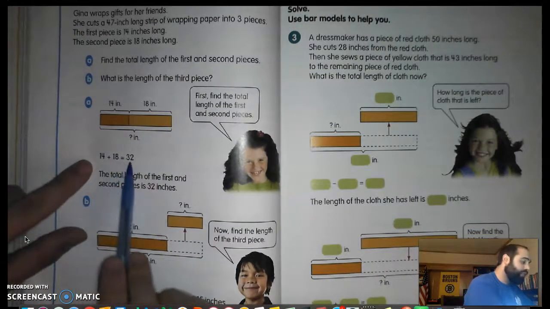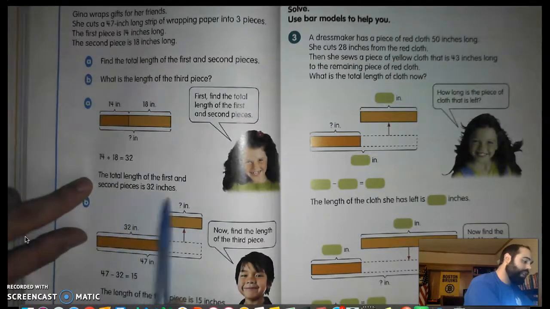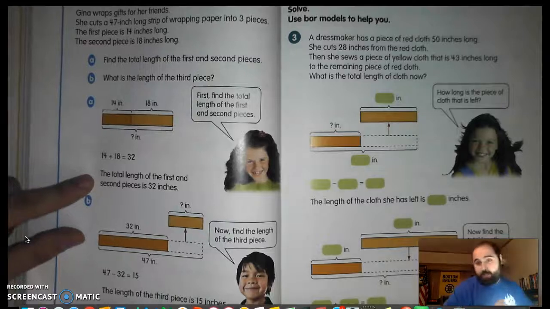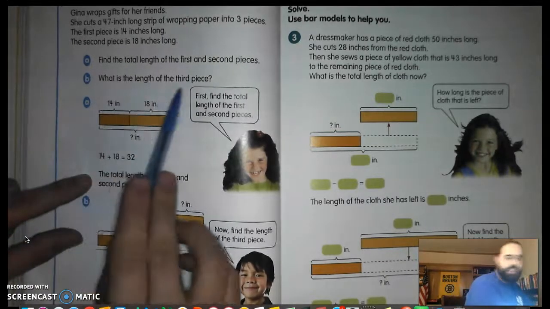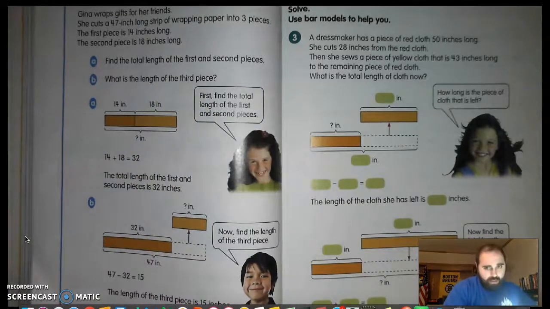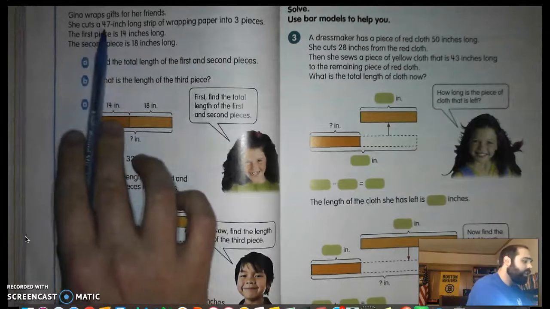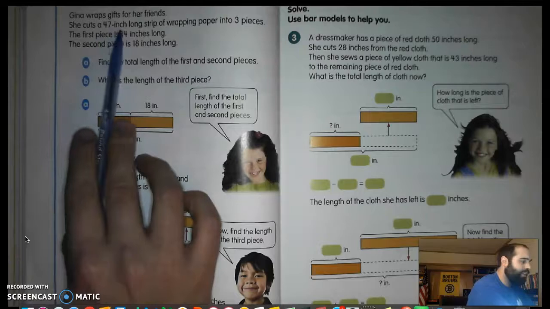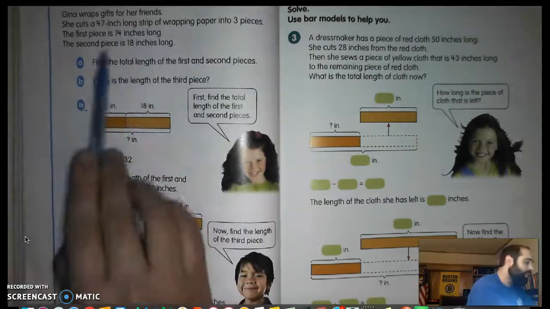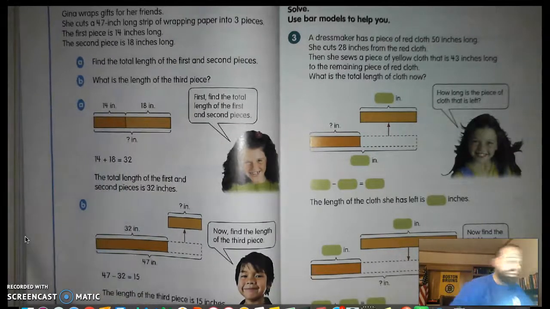14 plus 18 is 32, so it's 32 inches. The total length of the first and second pieces is 32 inches. That solved our first part of the problem. B, what is the length of the third piece? Now, we don't know that. All we know, and we can look back up at the question, is that all 3 of them should be 47 inches long, because she cuts that 47-inch long strip into 3 pieces. And we know the first 2 pieces, but not the third piece. What we do know is how much that first and second piece are added up to.